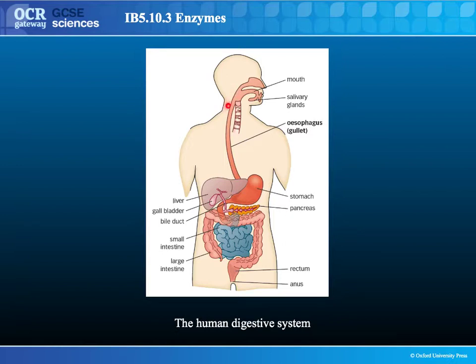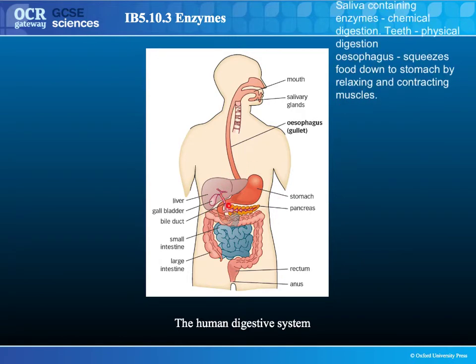Now this happens as the esophagus is essentially a tube of muscle, and the esophagus will contract and relax and squeeze the food down the esophagus to enable it to get to the stomach. And this process is called peristalsis.